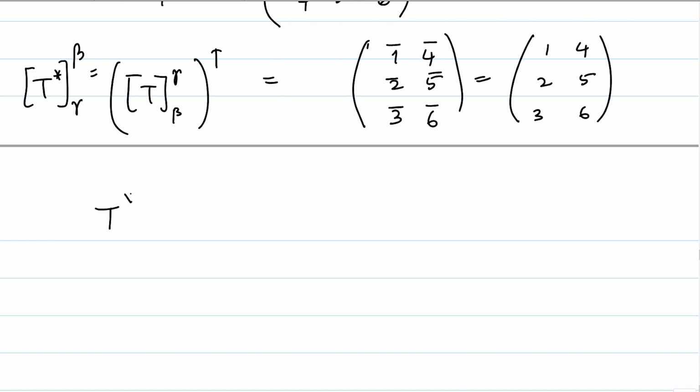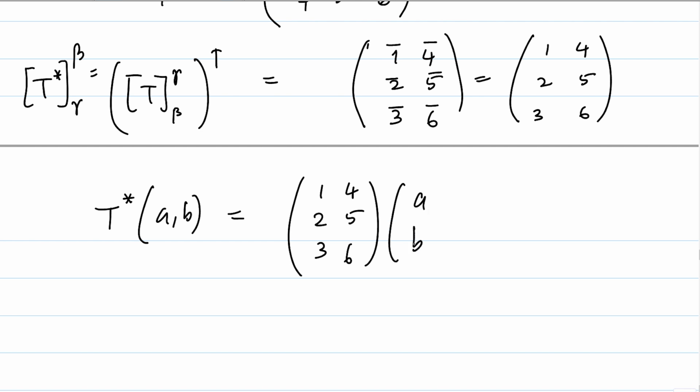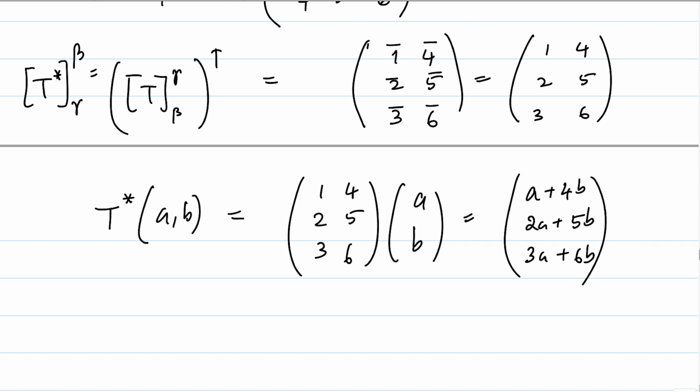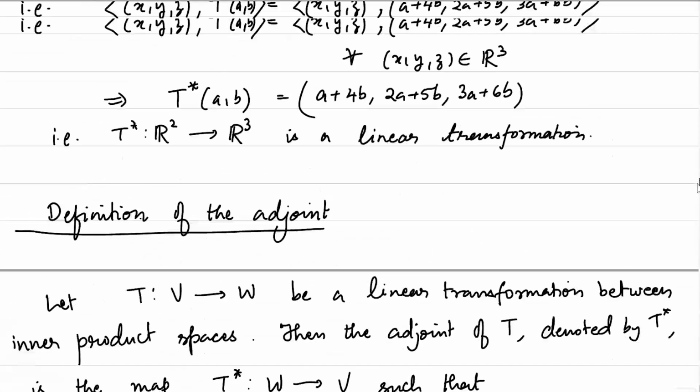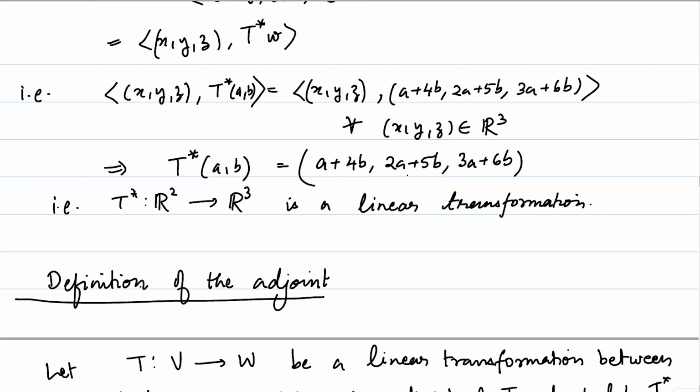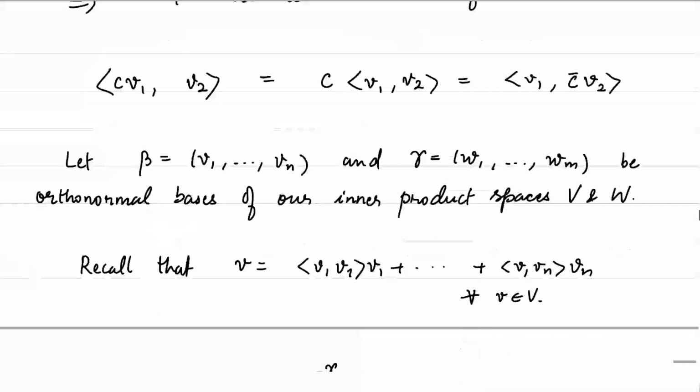So let's see what is T star of A comma B. This is just going to be multiplication by this matrix with respect to the standard coordinates. This is going to be A plus 4B, 2A plus 5B, 3A plus 6B, which is the column representation of T star of A, B, which we have already computed. Let's just go back and check: A plus 4B, 2A plus 5B and 3A plus 6B. So yeah, it's a cross check of what we have done, and it is indeed the case.